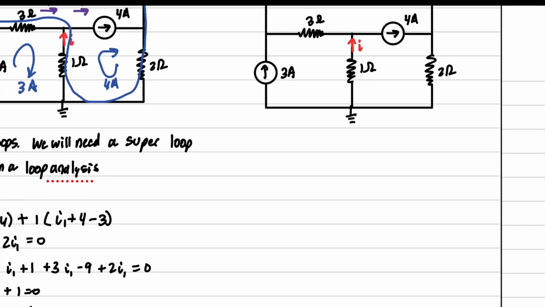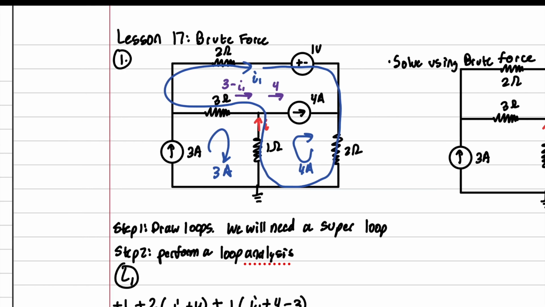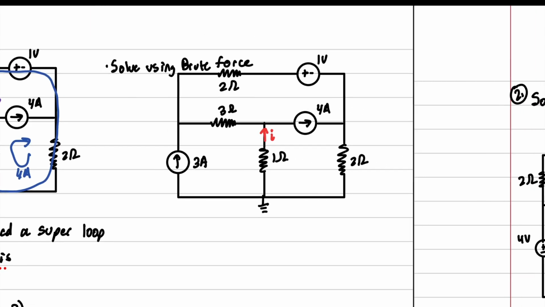Now for brute force, what we do here is we treat every single loop as unknown and introduce a few new variables. So we increase the number of equations that we have to solve, so that we don't have to think about this giant super loop. So let's get started.